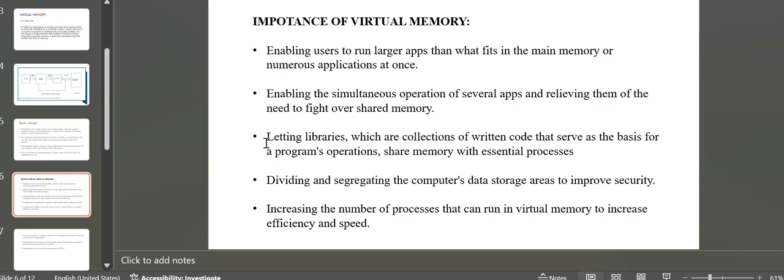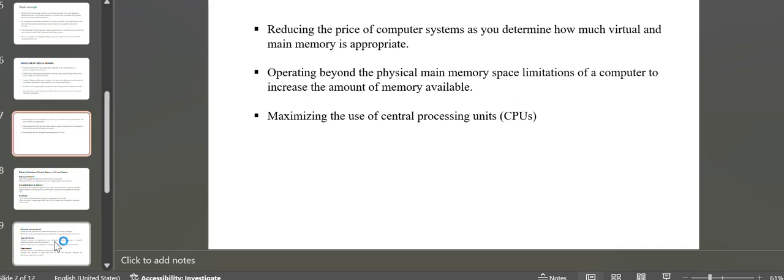Increasing the number of processes that can run in virtual memory to increase efficiency and speed. And reducing the price of the computer system, as you determine how much virtual and main memory is appropriate. Operating beyond the physical main memory space limitations of a computer to increase the amount of memory available.